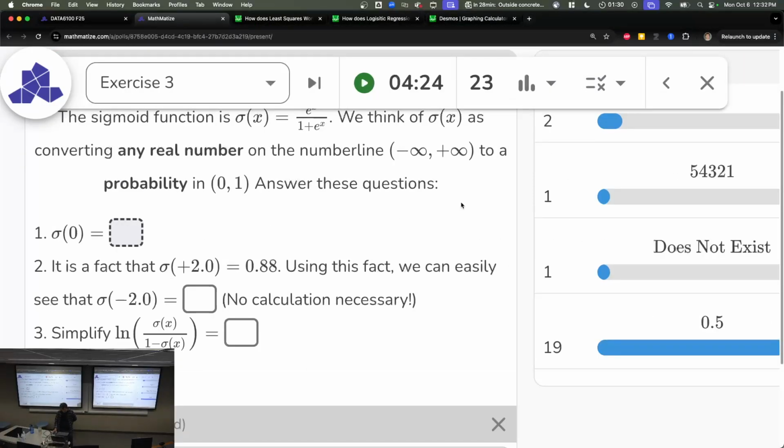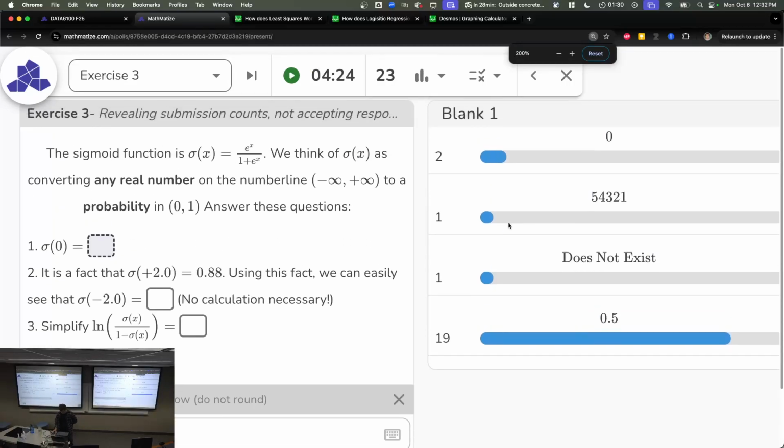So the sigmoid of 0 is 0.5. That's exactly right. I'm trying to think of what would be hard about this one. So this one is 0.5. So we convert the number 0 into the number 0.5. Actually, let's draw a little graph. That's my favorite thing to do.